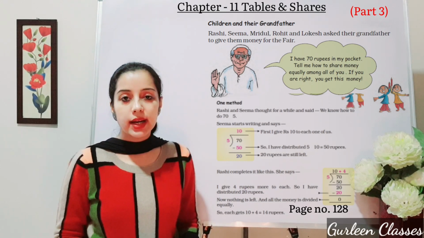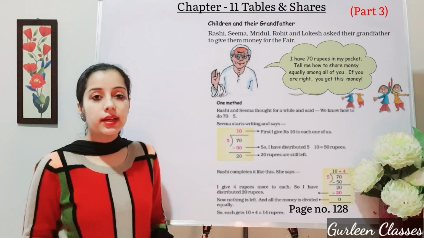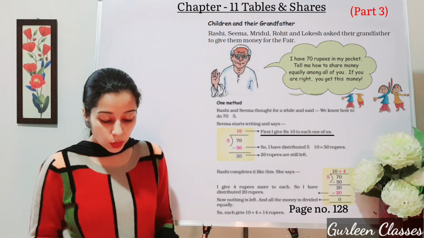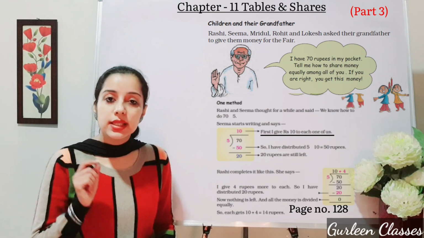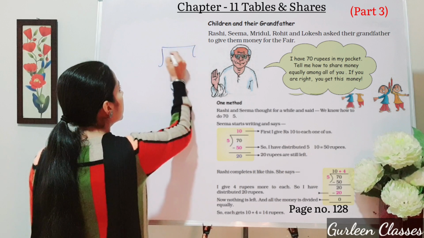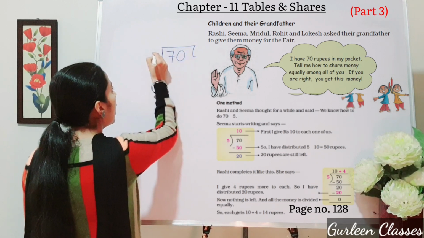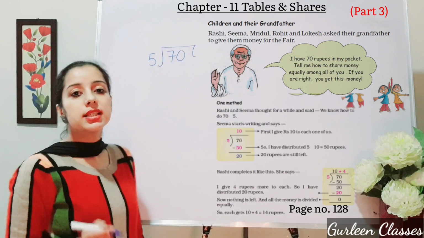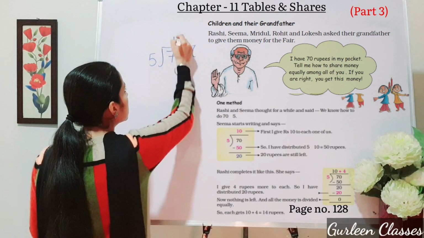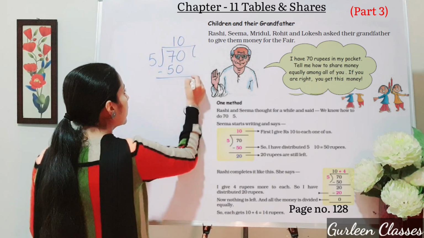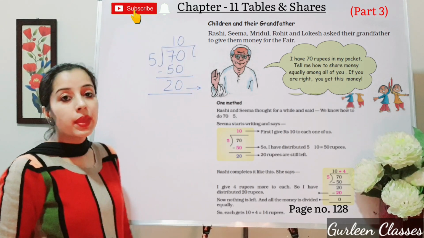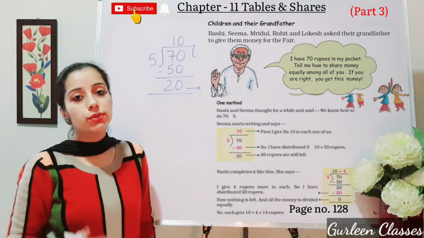And Seema starts writing and says, so like this she has written, and what she says, she has said that first I gave rupees 10 to each one of us. She has given rupees 10 to each one of us. How she has divided? Initially she has done, here 70 rupees were there and it was divided among 5 children. 70 will be the dividend and 5 will be the divisor. 5 tens are 50. So she subtracted, it will be 20. So at last 20 rupees was still left and 10 rupees she has given to each one of them.